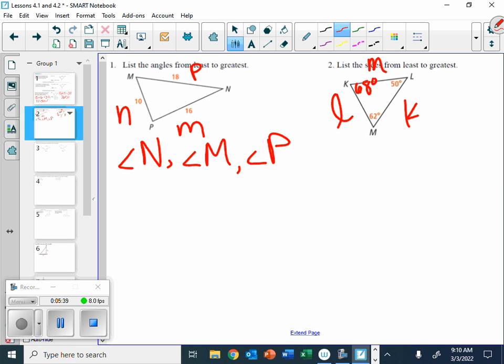Alright, so remember the smaller angle corresponds with the smaller side. So which side, K, L, or M, is going to be the smallest? L. Okay, that side is 50 degrees, that's the smallest angle, that means side L is going to be the smallest side. Which one's next? M. M, and then K. Good. Easy peasy.